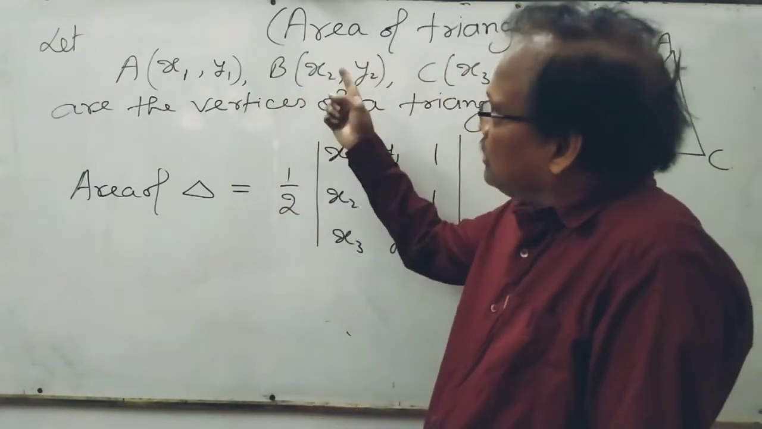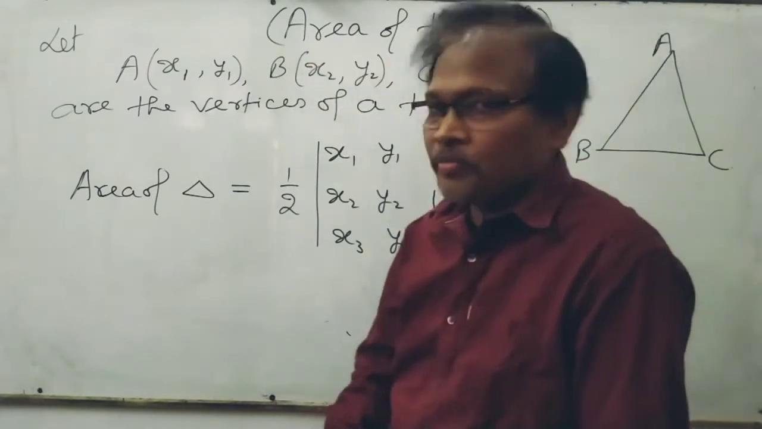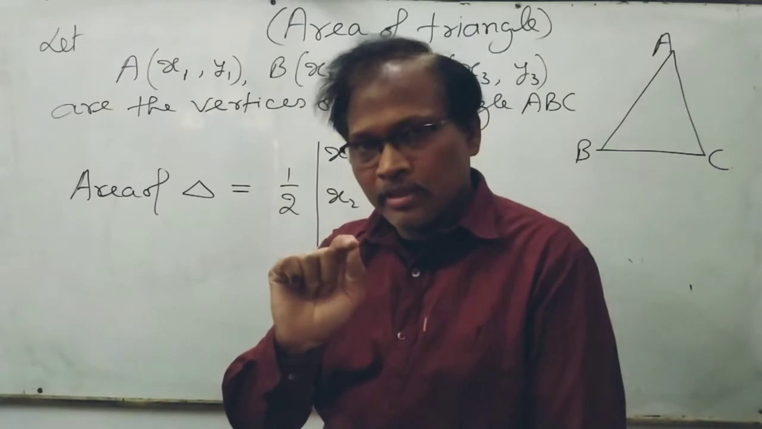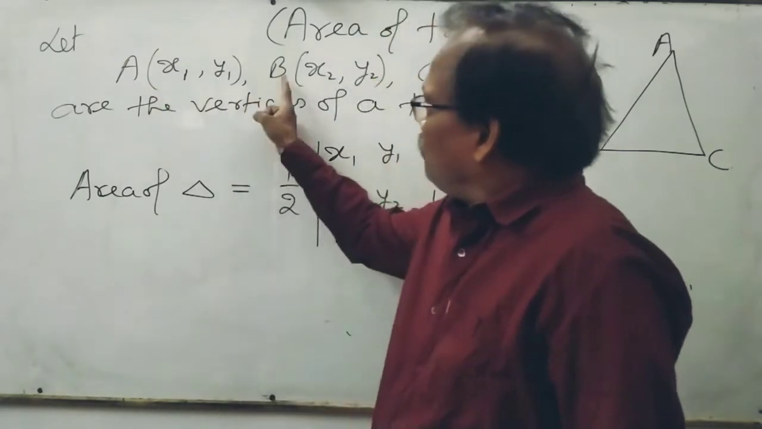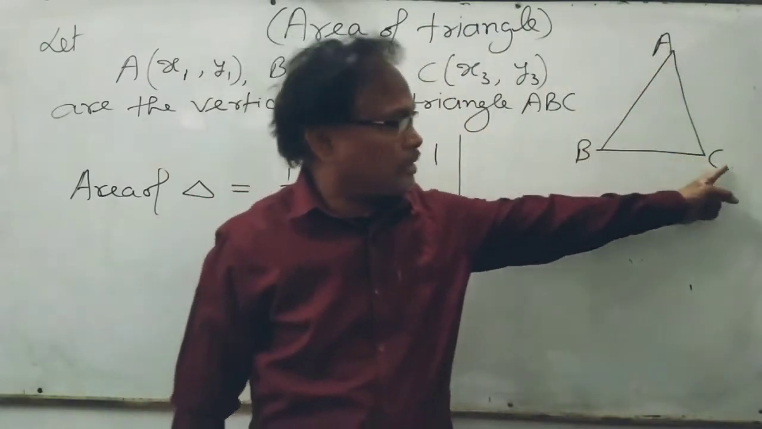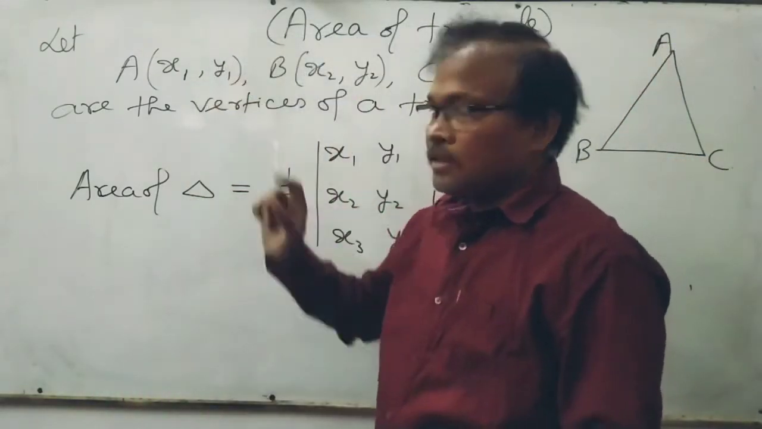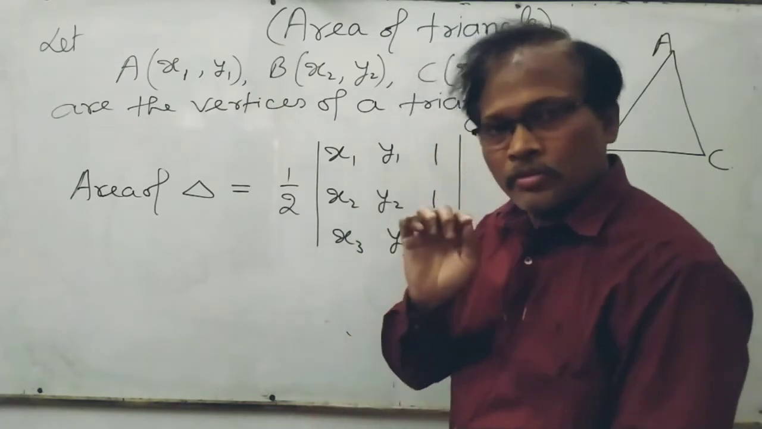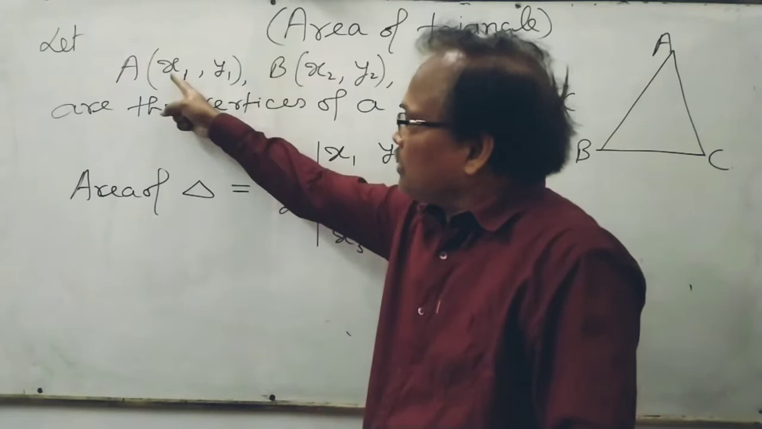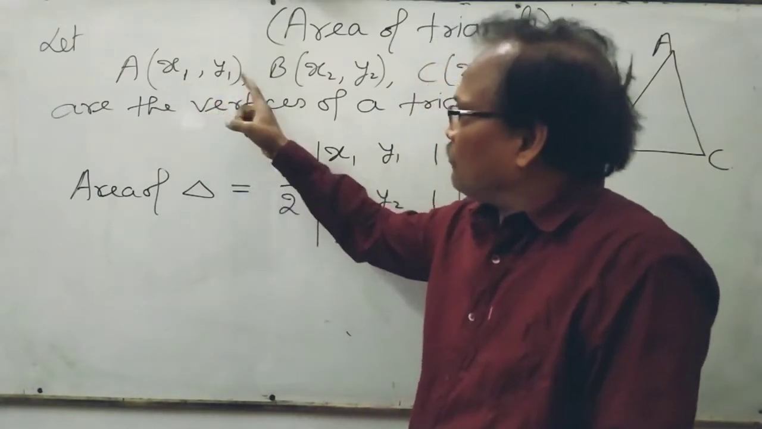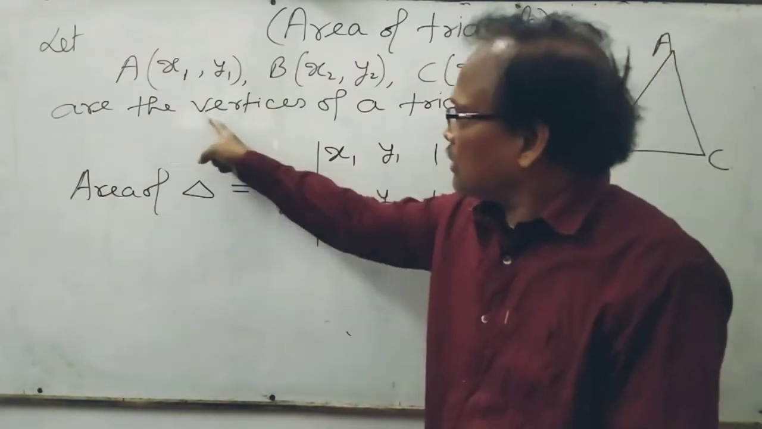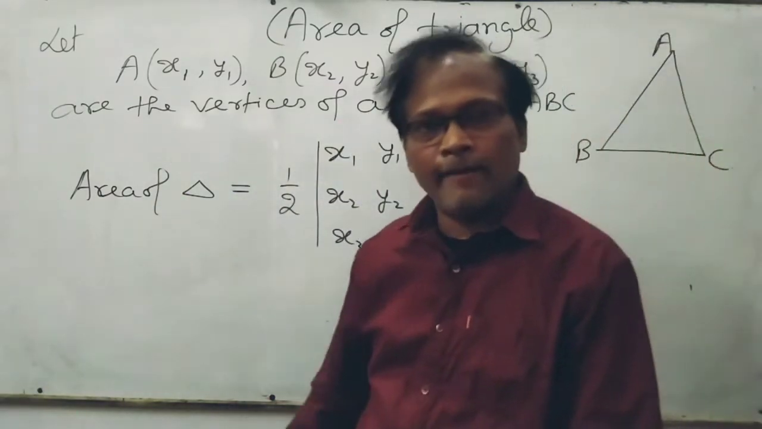So this is the area of a triangle using determinant. As you know, A, B, C are the vertices of a triangle ABC, clear? If A is a point and B is a point, then with the coordinates x1, y1, x2, y2, x3, y3, these are the vertices of a triangle ABC.